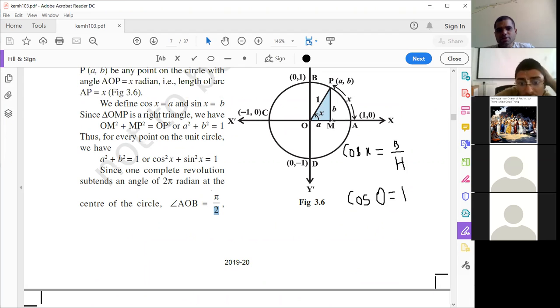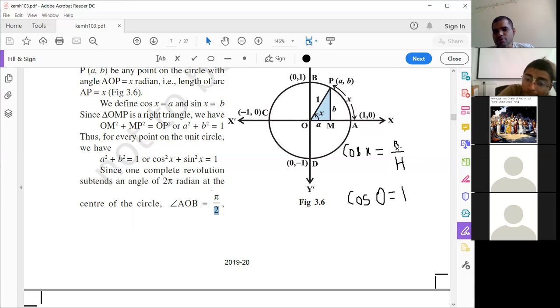OP is coinciding with OA. Where is this point P? It is at A; only then will this be a 0 angle. If OP is here, OA is the base and OP is the hypotenuse. OP will be equal to OA if this point P comes here. So B is equal to H, so this will be equal to 1.